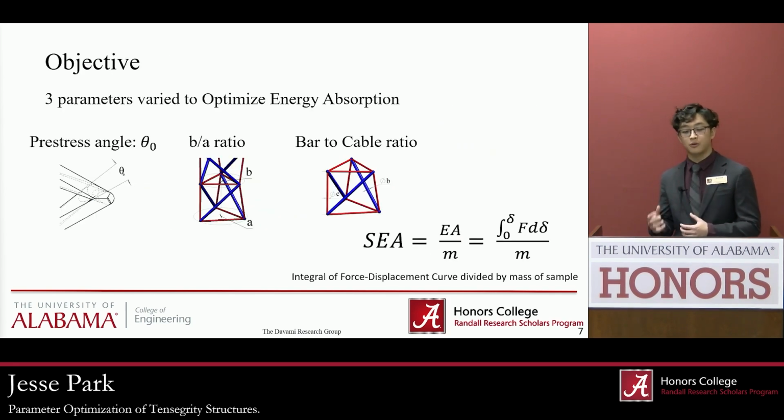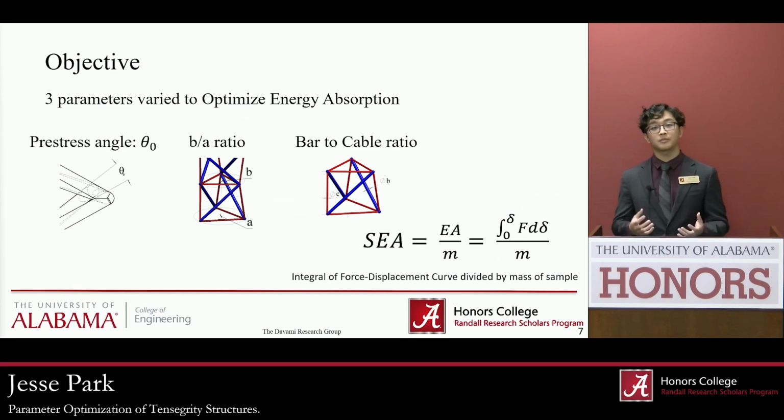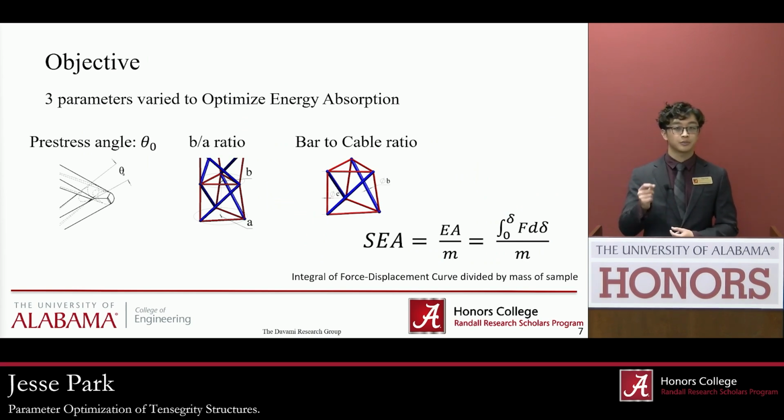So the objective of our study is to optimize 3 of these key design parameters to maximize specific energy absorption. So the first parameter that's important to note is the pre-stress angle, which is the difference in orientation between the top of the triangular prism and the bottom of the triangular prism that make up the unit cell. The second important aspect to notice is the B to A ratio, which is the diameter of the circles that circumscribe these triangular faces of the bottom and then, once again, the top triangular face respectively.